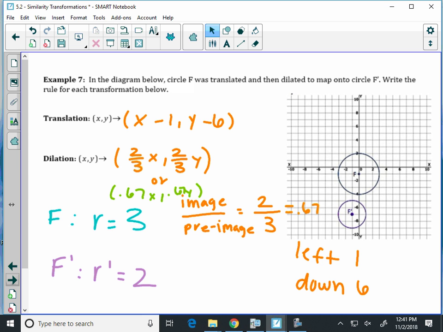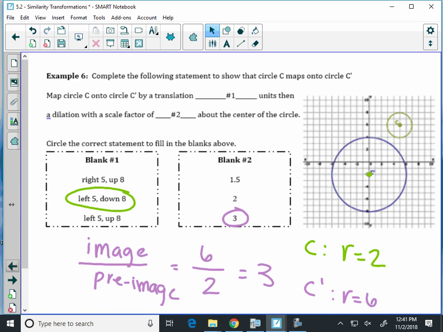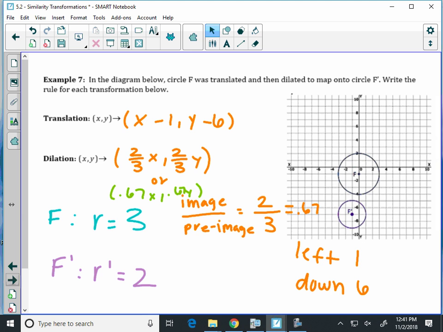Questions? Again, fun fact, all circles are similar. So we could have taken circle F and mapped it onto circle C prime. Again, things maybe would have gotten a little weird with our scale factor, but it is possible. We could have taken circle C and mapped it onto circle F. It's possible. All circles are similar to each other. Okay. Questions over that? Okay. That's the time to do it.